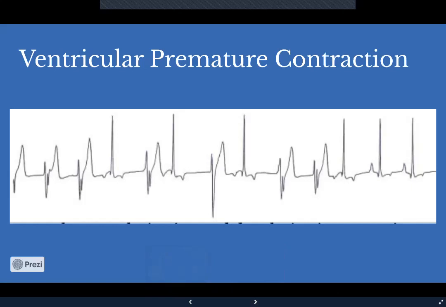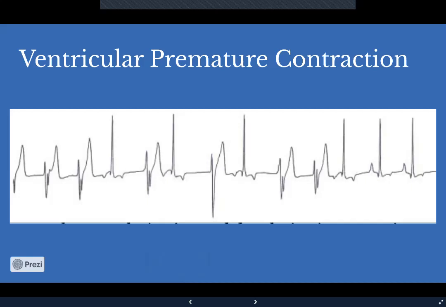And here's ventricular premature contraction. So this one's a little bit of ventricular premature, like bigeminy contractions, because they're different. They're different looking. So these are VPCs too. They look different than this one. So just keep that in mind too.